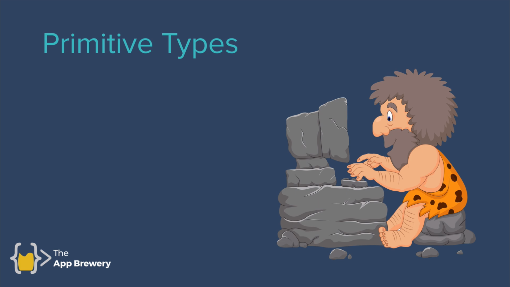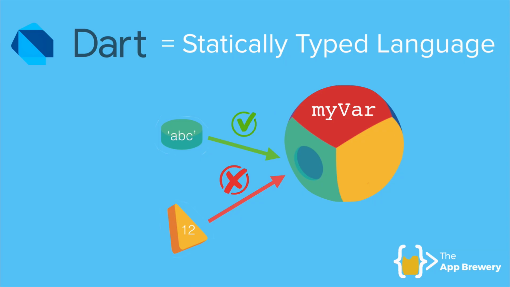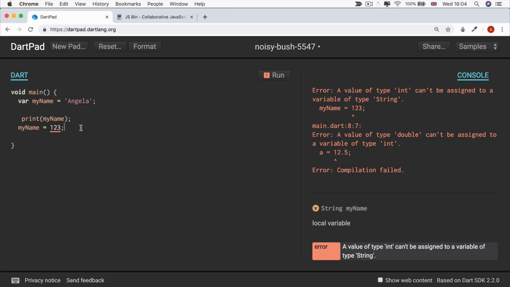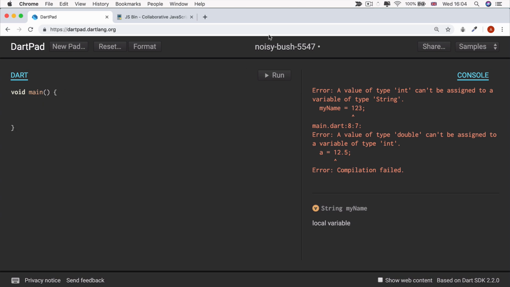Coming back to this idea of Dart being a statically typed language, it means that at the point when we create the variable, it will get a data type. And at a later date, we can change what's stored inside the variable as long as we don't change the data type. Heading back into our Dart pad, let's delete everything inside our main function. And this time, let's create some other variables.